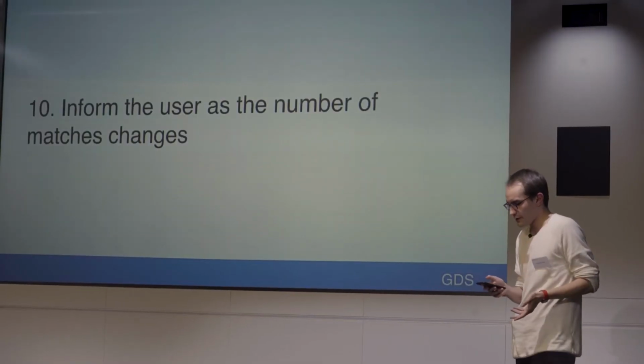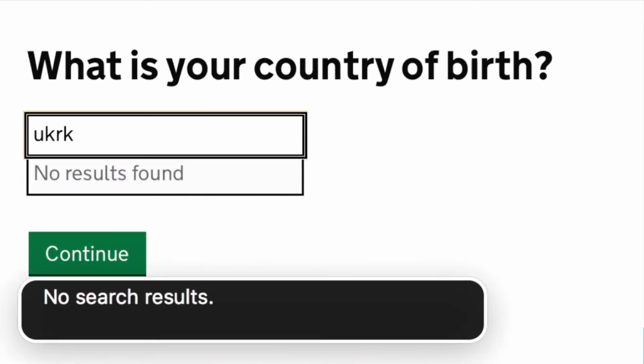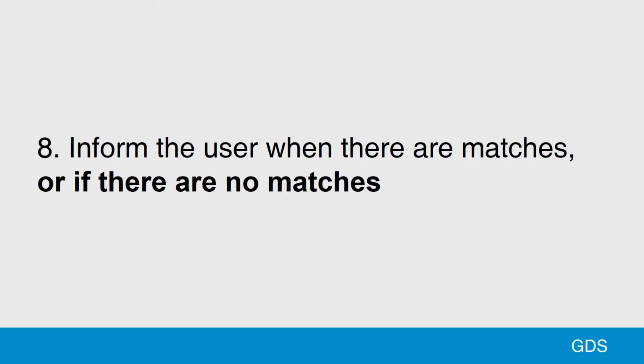So pretty self-explanatory. If the number of matches changes, you should also relay that back to the user. So let's move on. Let's make a mistake. Okay. No search results. So coming back to criteria 8, you need to handle when there are no matches available.